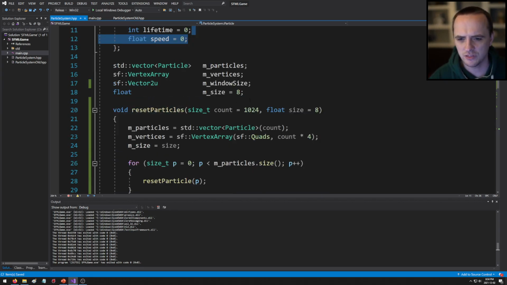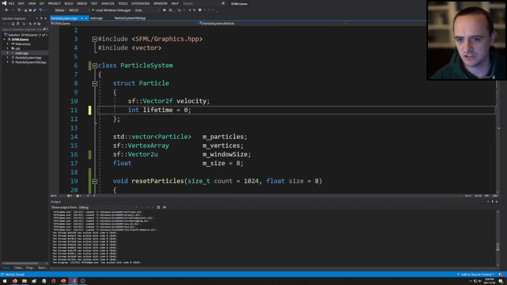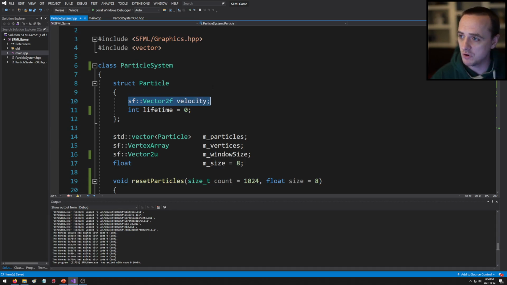And I don't think I need to have a speed for each particle. So let's just say we have a velocity and we have a lifetime. And so each particle is going to be moving at a certain velocity, and after a certain amount of time, it's going to disappear, and then we can define what happens when it disappears.